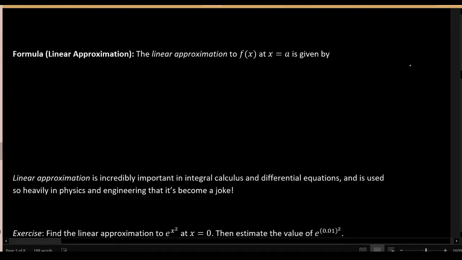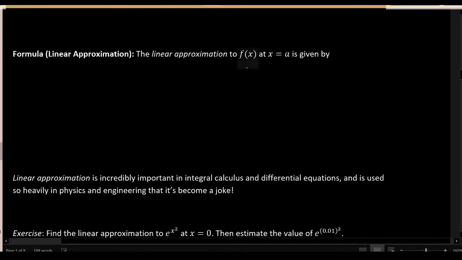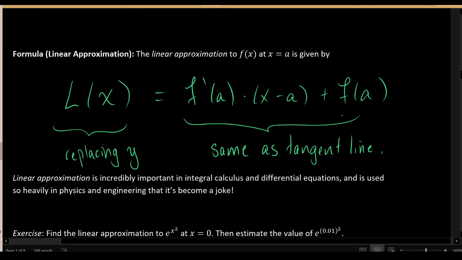Now the linear approximation formula is absolutely identical to the formula given above for the tangent line. The linear approximation to a function called f of x at a point called x equals a is given by a function which is usually called L of x. This is basically just replacing y. The other part of the equation is completely the same: f prime of a times x minus a, plus f of a. Just a different way of referring to it, basically a synonym.